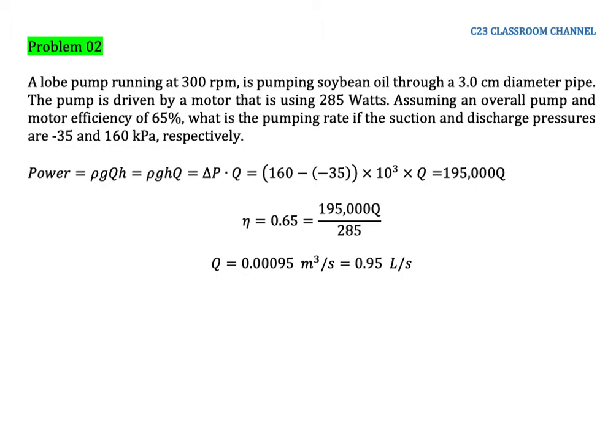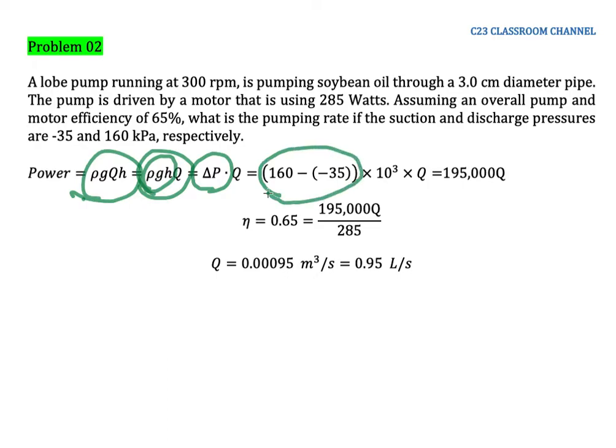So first, we could calculate the power here. Power is written as rho g Q H. If you see the equation, we could rearrange it to become rho g H and Q. So rho g H here is actually the delta P, the difference of pressure. According to this question, we calculate the difference of pressure by deducting the inlet from the outlet pressure. So we have 160 minus negative 35 kilopascal, and then we multiply with the flow rate. So it is equal to 195,000 Q.